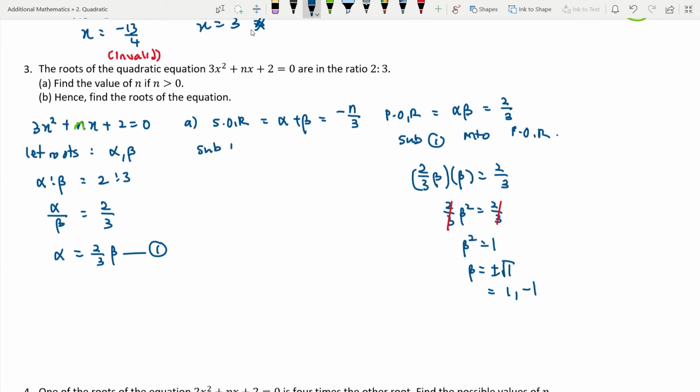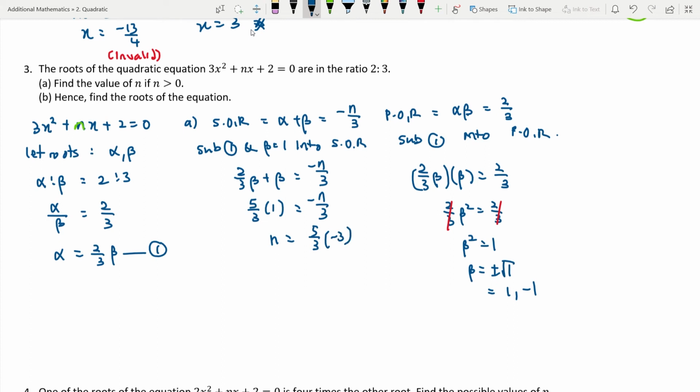We substitute equation 1 and beta equal to 1 into sum of roots. 2 over 3 beta plus beta is equal to negative n over 3. 5 over 3 beta, our beta is 1, is equal to negative n over 3. Therefore, our n is 5 over 3 multiplied with negative 3. We get negative 5.